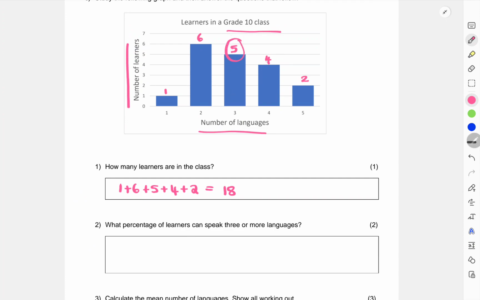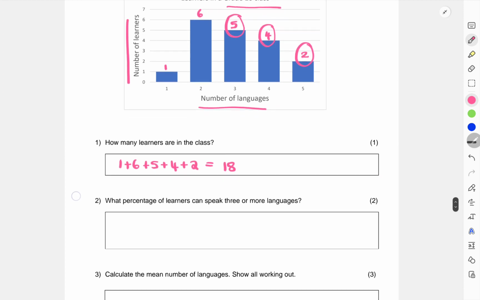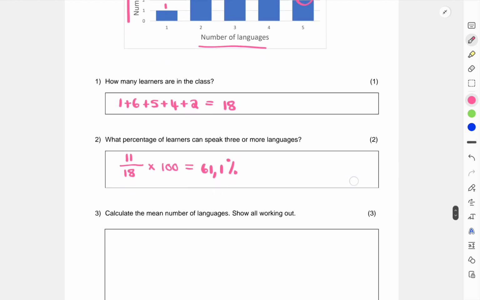Right, now they say to you, what percentage of learners can speak 3 or more languages? 3 or more. So it's those students that can speak 3 or more. So can you see 5 plus 4 plus 2 gives you 11 out of 18, and they ask you for it as a percentage. So we're going to times it by 100, which gives you 61.1%. Again, if they don't tell you where to round off, you round off to the nearest 1 decimal place.